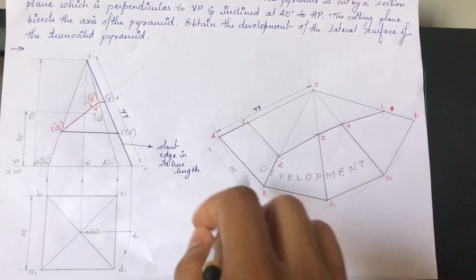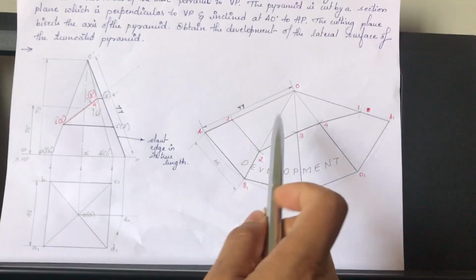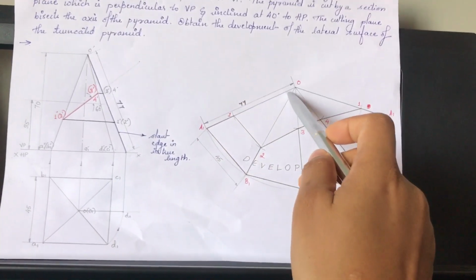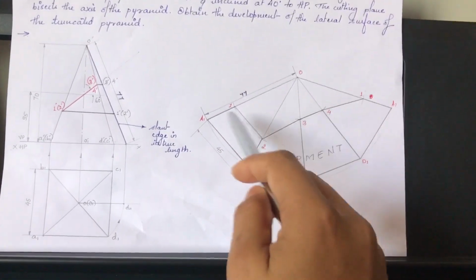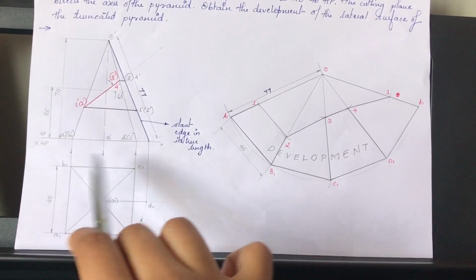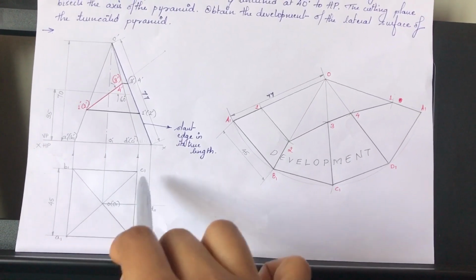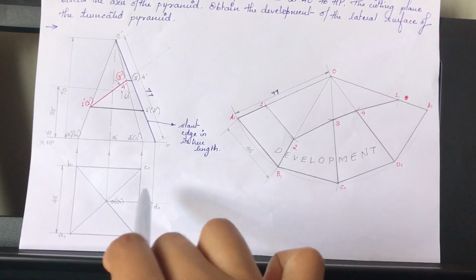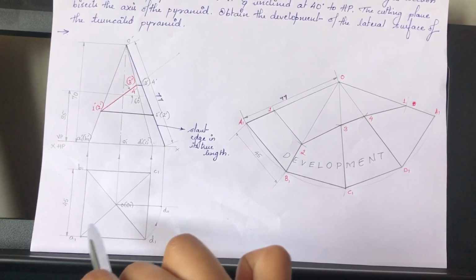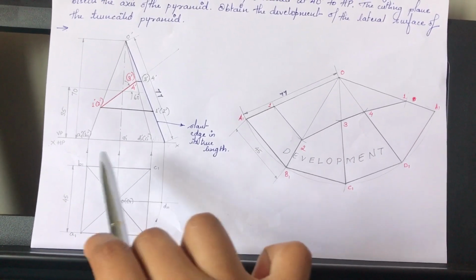As per the principles of development, the development has to be in its true dimensions. In order to get the development in its true dimension, you have to have one of the edges parallel with respect to the XY line. So here, if you observe, the edges OC1, OD1, OA1 and OB1, all of these are not parallel to the XY line.